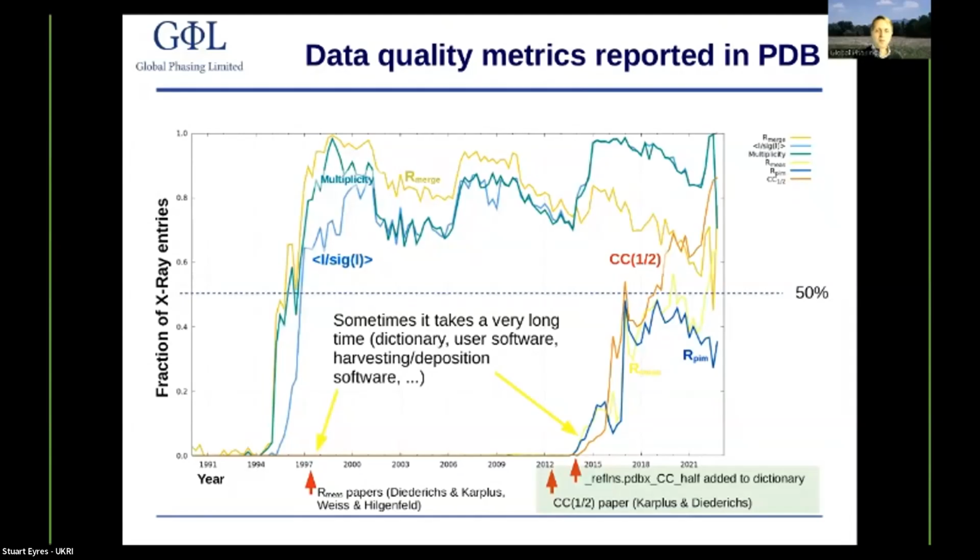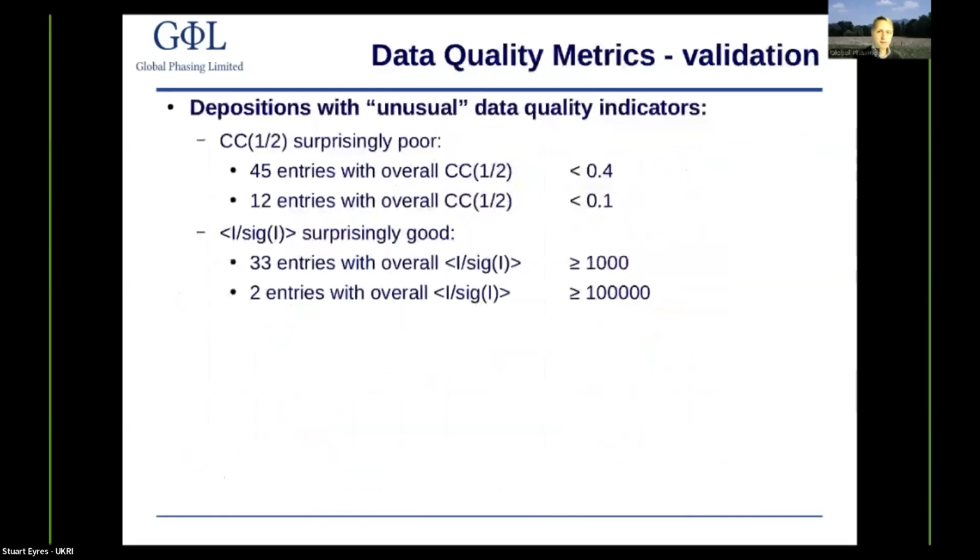Recently, we've been doing a bit better, for example, with the introduction and use of CC1/2. Hopefully, the turnaround time between the introduction of a descriptor, its inclusion into the dictionary, and the subsequent use in user depositions will become shorter and therefore more productive. The work of the PDBx/mmCIF subgroup definitely points towards that brighter future, I think. But even if we have those metrics reported with a PDB entry, how reliable are those values if there's no way of validating them at all?